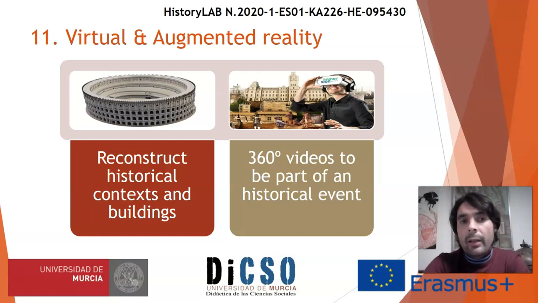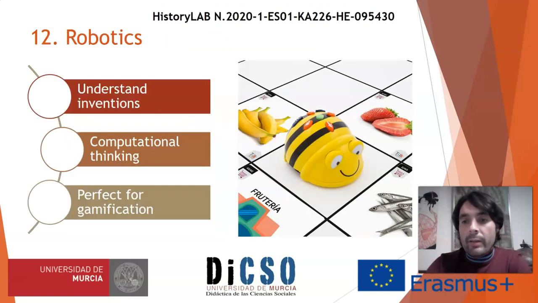We can also use another type of codes, for example, virtual and augmented reality codes. Augmented reality codes are going to be very useful, for example, if we want to reconstruct historical contexts or historical buildings. And also it's going to be very interesting if we want to use virtual reality, although it's something that is now starting in terms of history education, because we can share some virtual reality videos with our students and allow them to be part of those historical events.